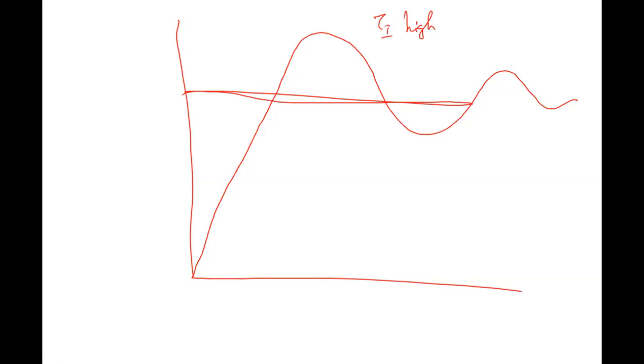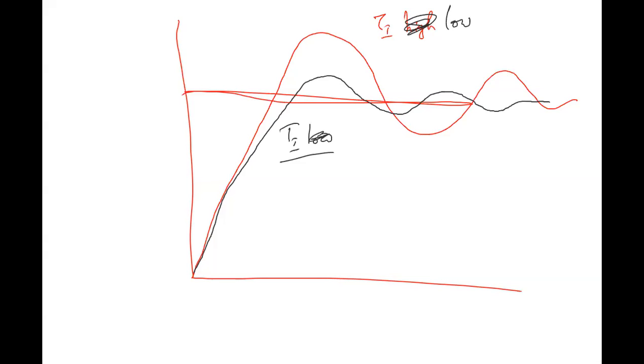Suppose if TI is low, then which one reaches first, you don't know, it depends upon the TI. When TI is low, the overshoot is less. So this is TI low, this is TI high. When TI is high, then 1 by tau I is low.